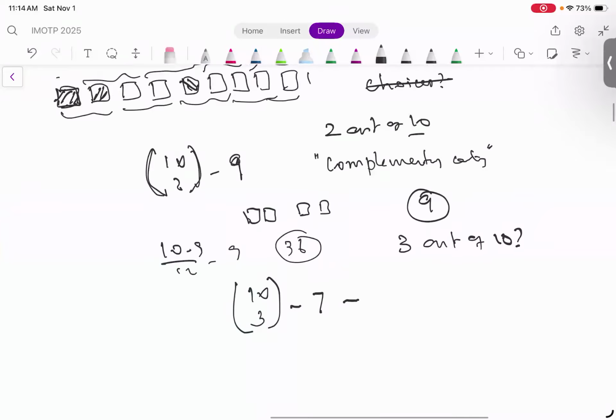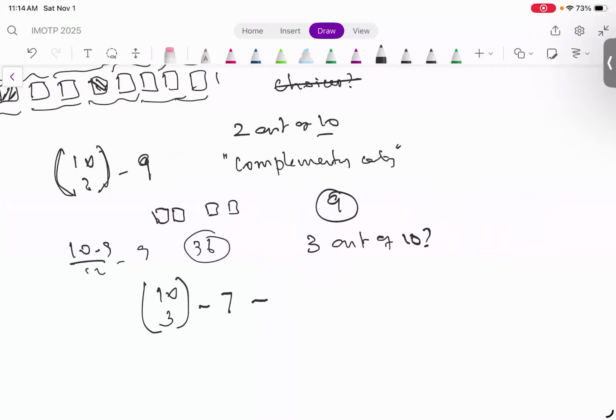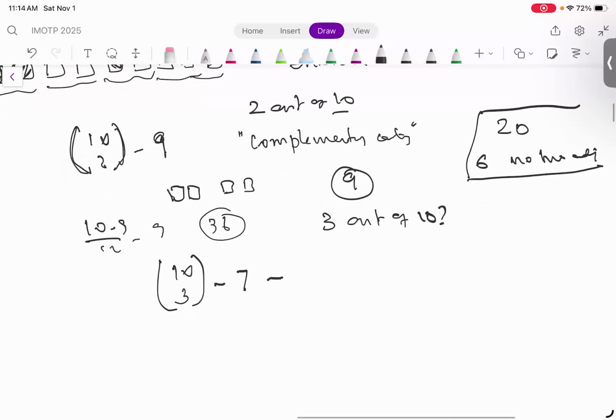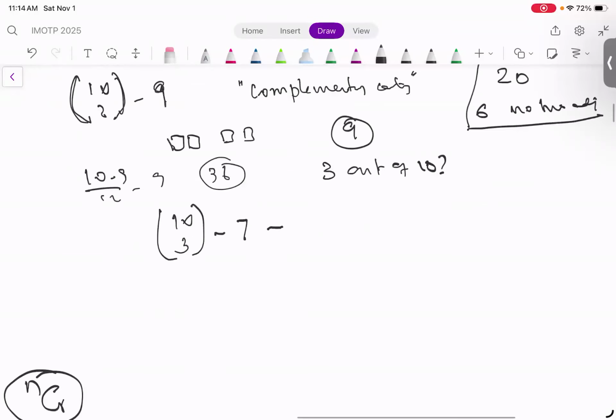So suppose instead of this, I ask: let us say I have 20 books, but I want to choose 6, no 2 adjacent. This will be very difficult in this method, isn't it? So what do we do?